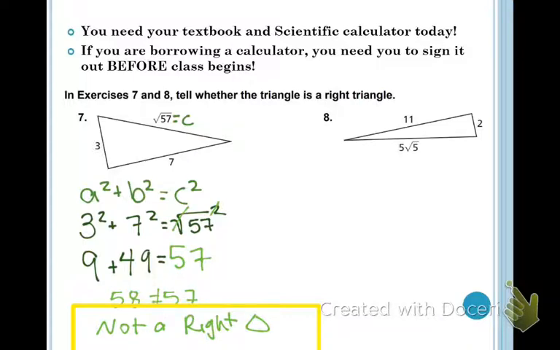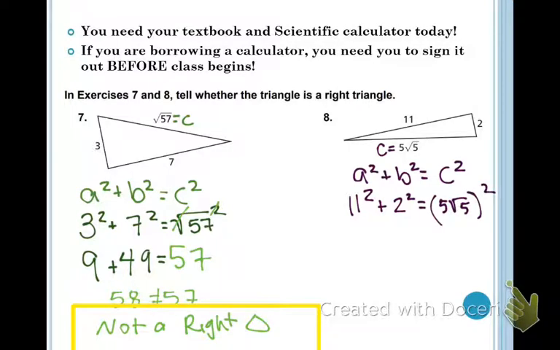Number 8, we need to do the same thing. We're going to decide which one is the hypotenuse. So which one of these is the longest side? 5 square root of 5. Because if you type that in your calculator, it's about 11.1. Whatever it is, it's more than 11, so this is the third side. This is c. So we're going to say 11 squared plus 2 squared will equal 5 square root of 5 squared. Make sure you have those parentheses so you know you're squaring the whole side.